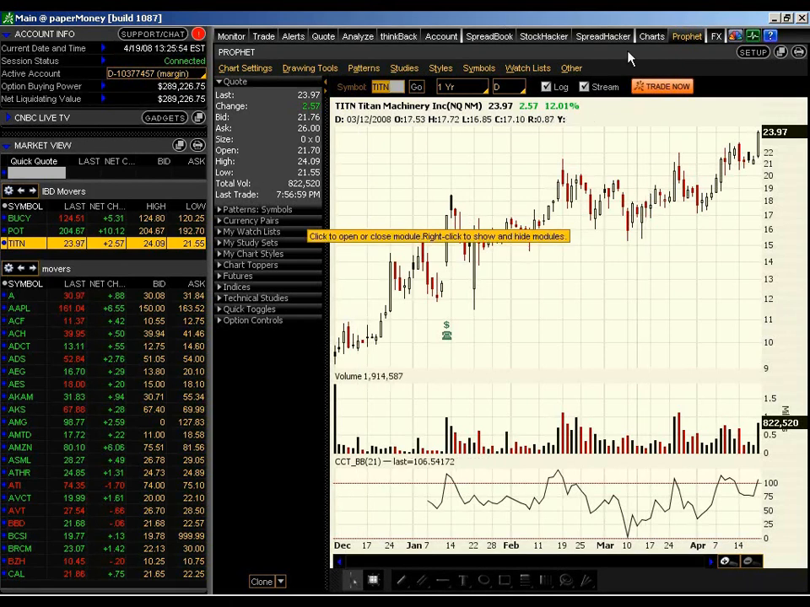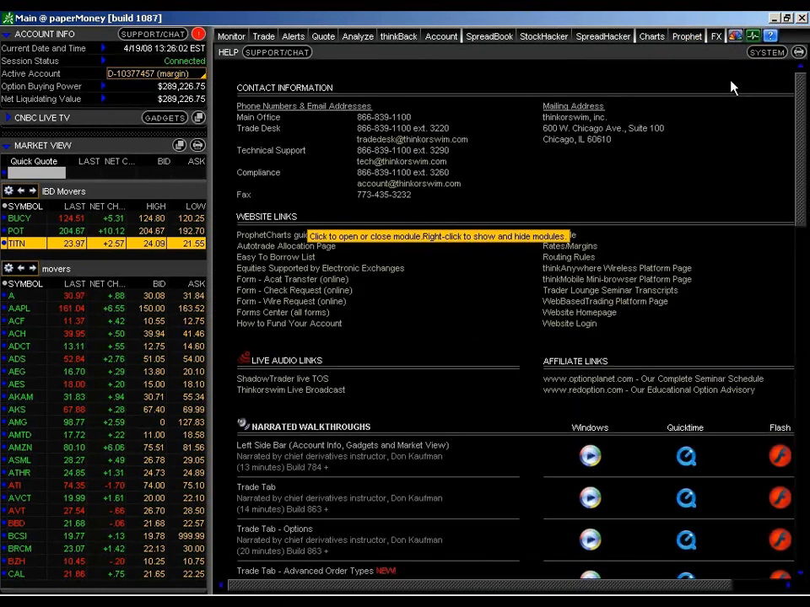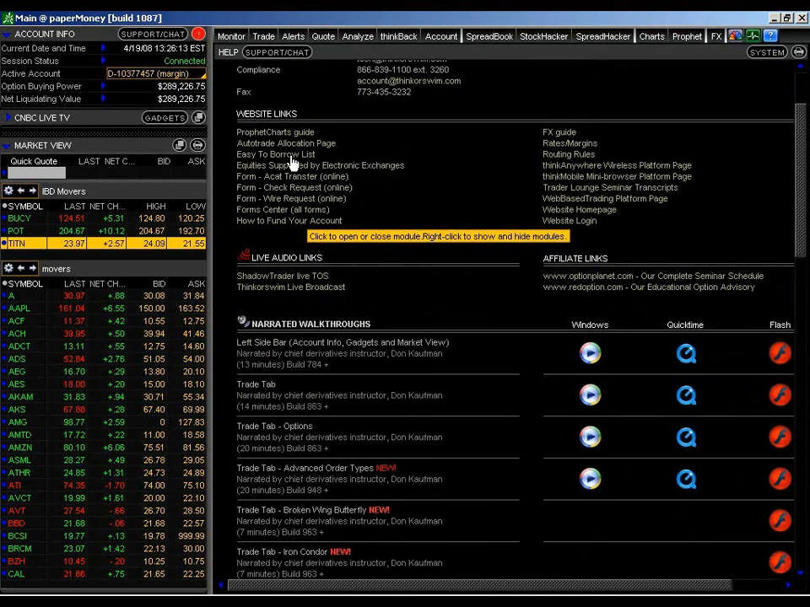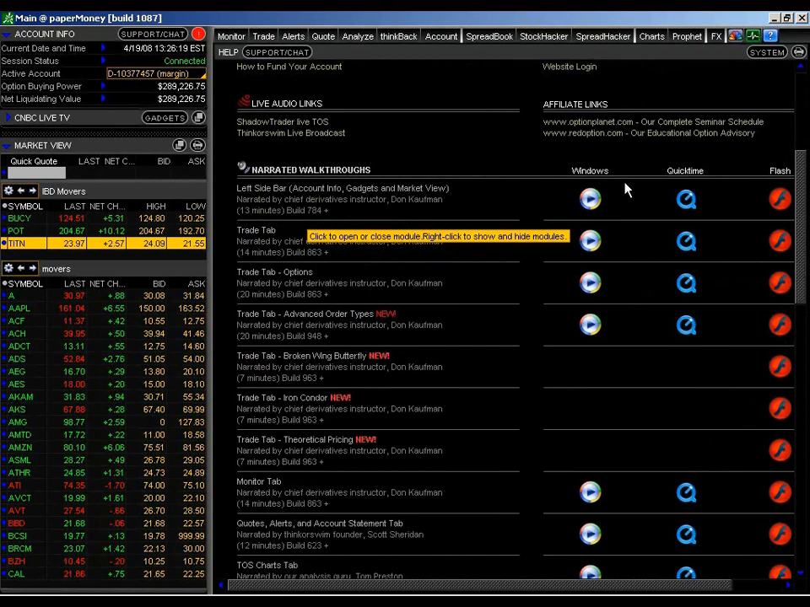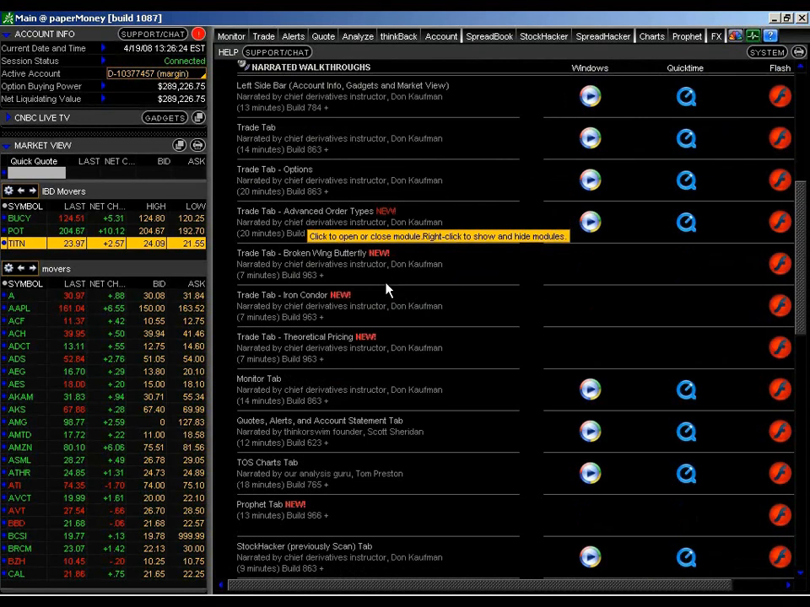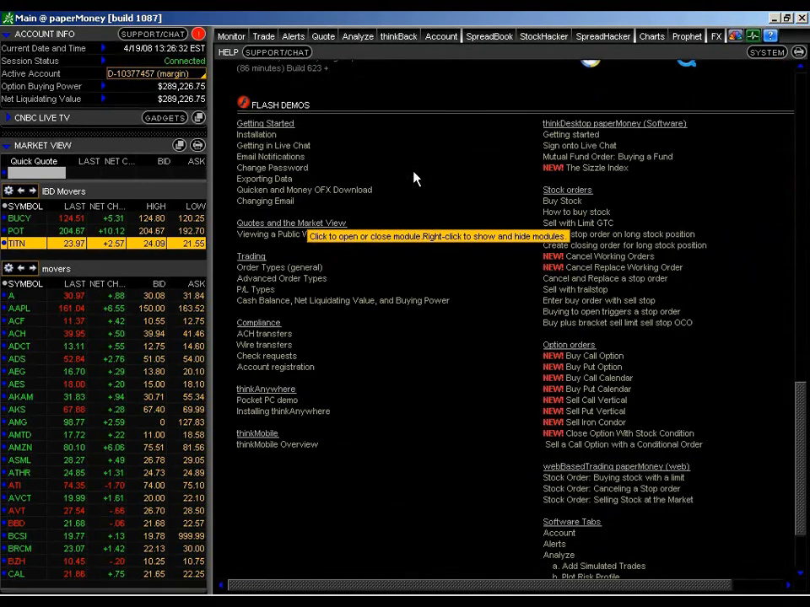So that's the TOS platform. I would suggest that you really get used to it because it's awesome. The one last thing I wanted to show you was the question mark over here, this little symbol, and it gives you all the contact information for TOS if you have any questions. They have the website links here for different things. They also have a number of narrated walkthroughs in Windows, QuickTime, and Flash formats, and they go through in detail all of the tabs and the charts and the quotes.